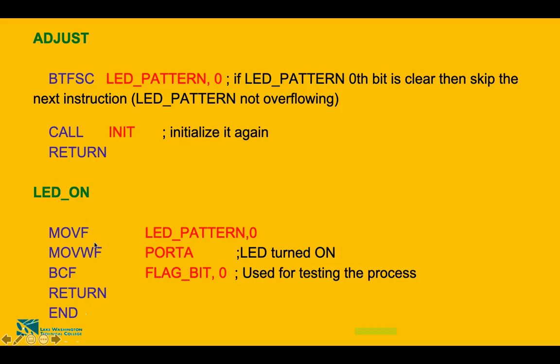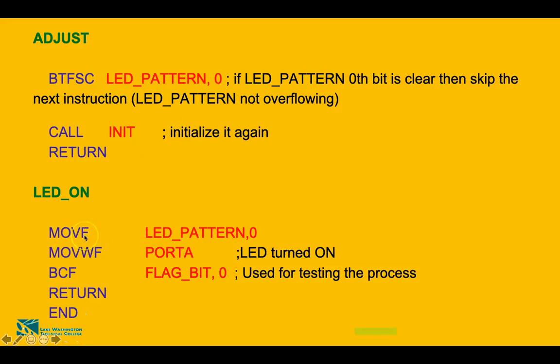You remember in the flow chart I showed you that when the LED is on, we are using a flag bit. The purpose of the flag bit was just to use it as a status that the LED is on, and we are clearing the flag bit. So that's what is happening here.